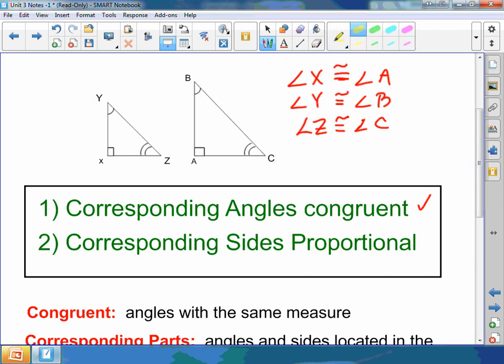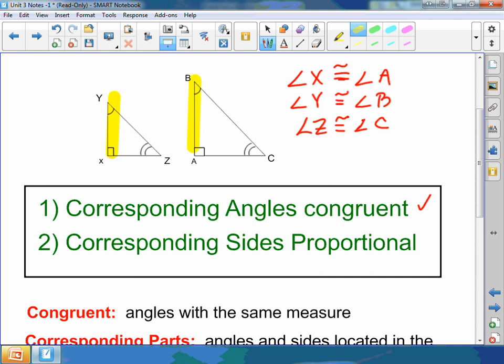Which side would correspond to XY? We label sides by the two endpoint vertices, by the way. So I wouldn't call this side X or side Y. I'd call it side XY. Ava. AB.